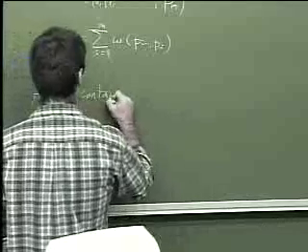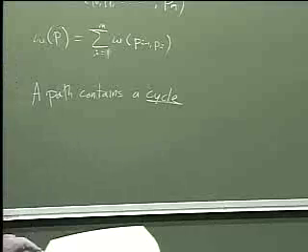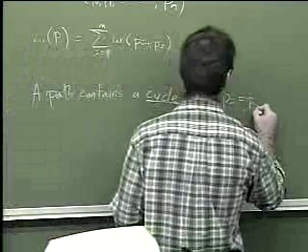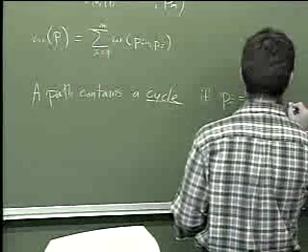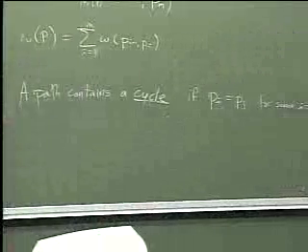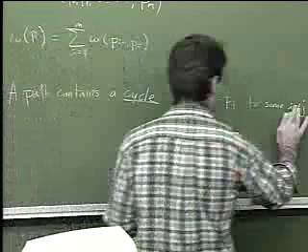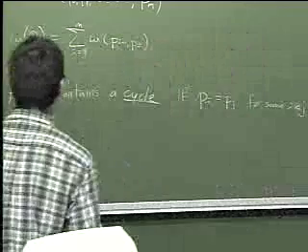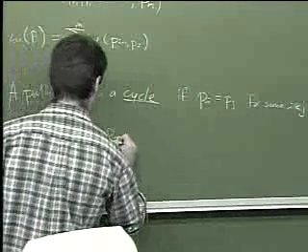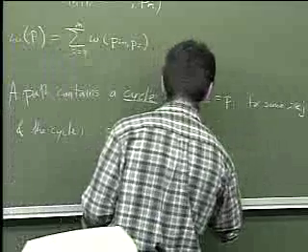The path contains a cycle if Pi equals Pj for some i not equal to j. Let's say i less than j, and the cycle is Pi+1 ... Pj.